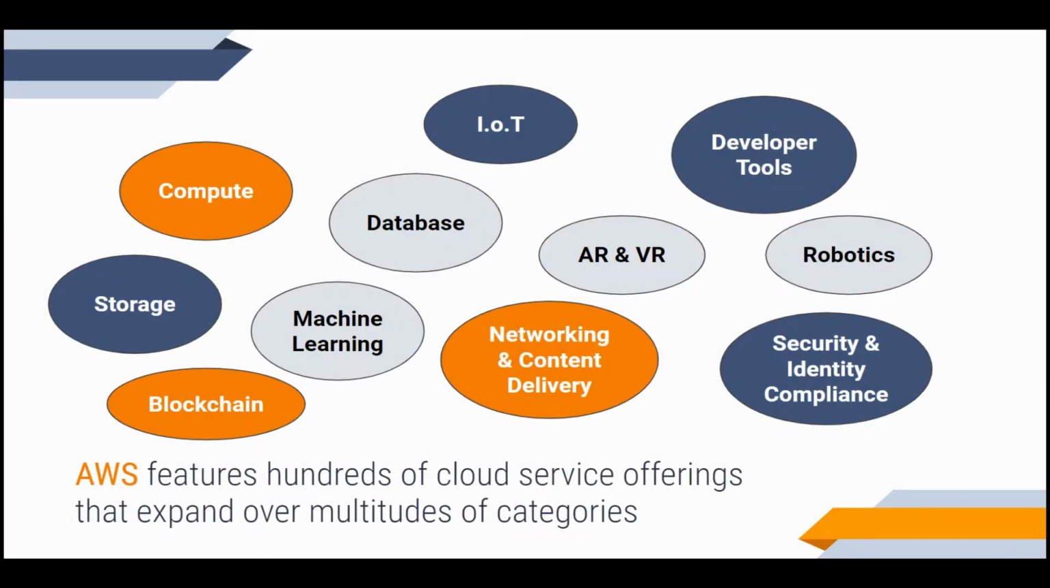AWS features, okay, so moving on to what exactly AWS is. We covered what it is, why you should learn it. Now let's talk about the kind of thing that AWS offers. AWS features hundreds of cloud service offerings, and they have it over a multitude of categories. This diagram we have here is just a handful of the categories.